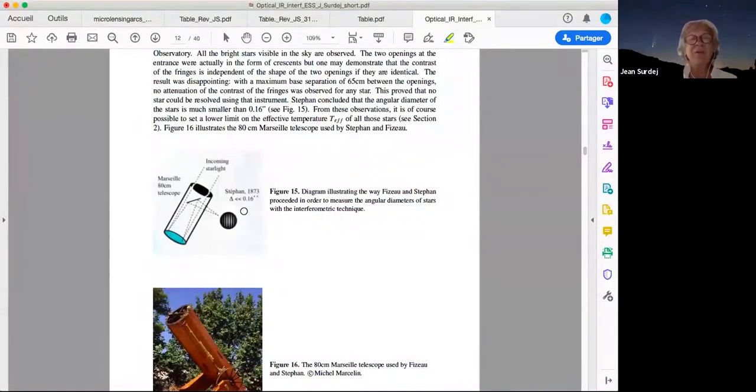And this was not a big surprise because, as you remember, Newton had predicted that angular diameter of stars should be of the order of a few milli-arc seconds. Here, the angular resolution is 160 milli-arc seconds. So this is of course a big improvement over Galileo. He knew that angular diameter of a star was smaller than 5 seconds of arc. Now Stéphan and Fizeau knew that the angular diameter of a star would be smaller than 0.16 second of arc.